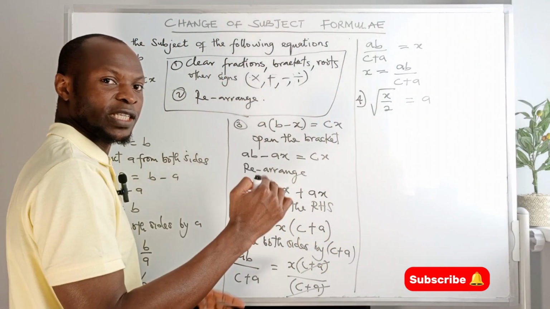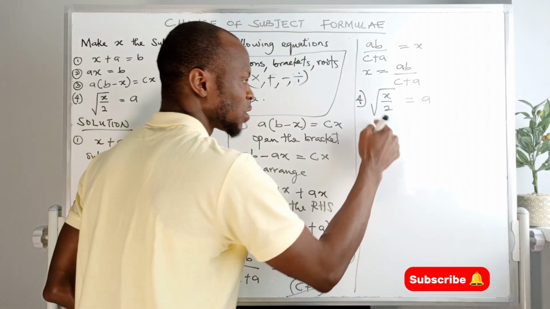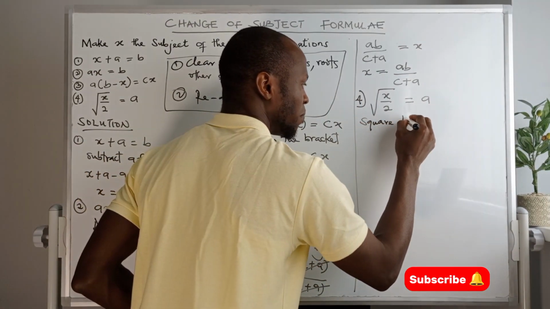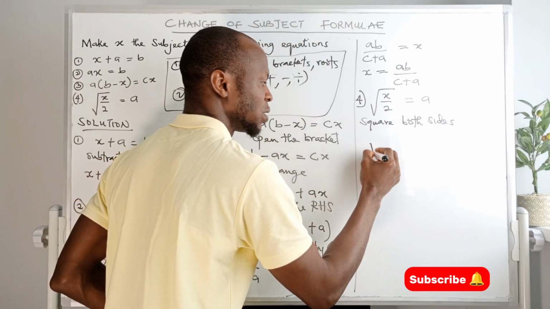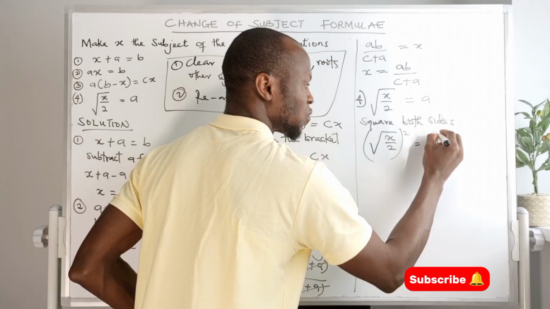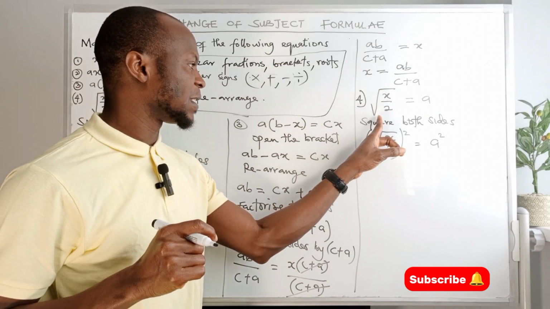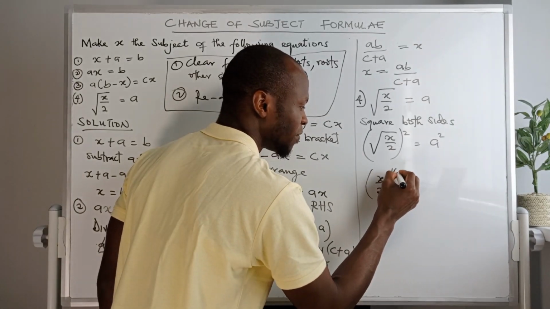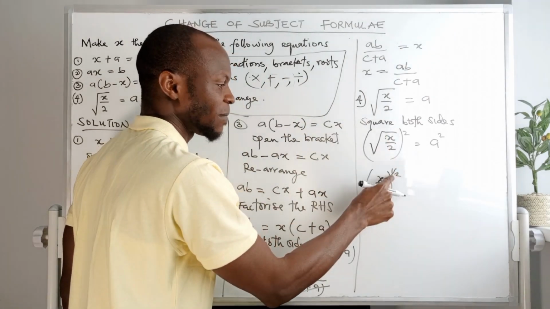If I want to remove the root, don't forget, I've told you when you have square root, if you want to remove it, you do what? You remove it by square. Okay? So if I want to remove this root, what will I do? I will say square both sides of the equation. If I square both sides of the equation, this x over 2 all squared equals to a squared. Let me bring in our knowledge of indices. Don't forget, this square root is the same thing as x over 2 all raised to power half. The law of indices we explained in our previous videos. So this square root is the same thing as power half.